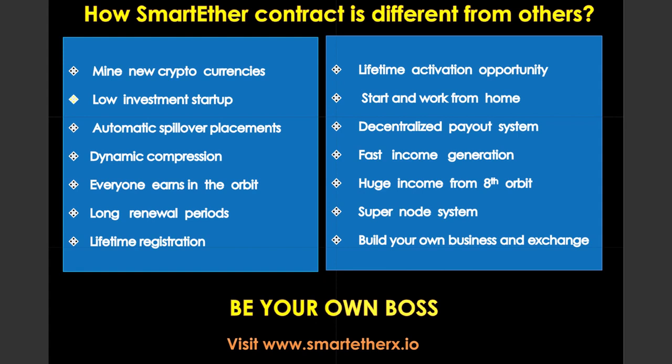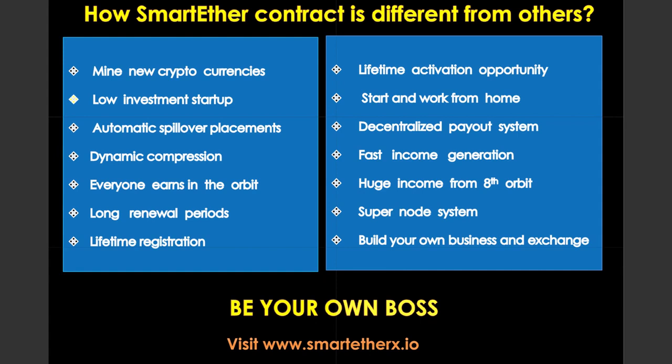This will be the first time ever a digital asset is bartered for another digital asset to create a smart contract. That is, here, when you enter into the smart contract by giving Ethereum, you will get Smart Ether, which is a new cryptocurrency, in return. The entry into smart contract will cost only a minute investment of $30 to $40 for the contractor. Moreover, there is an exclusive feature called the automatic spillover placement incorporated into this.